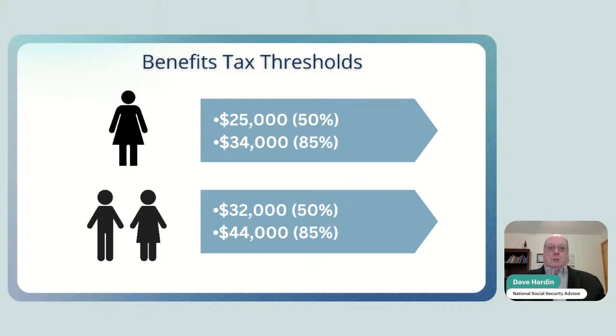All 1099 income. Maybe you're selling real estate or something else. All capital gains income. All real estate income. Maybe you own a bunch of rental properties and you collect rents and you've got all these deductions on your Schedule E. Guess what? None of them count. All your rental income counts as provisional income.